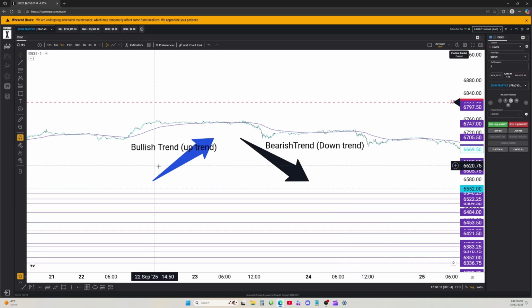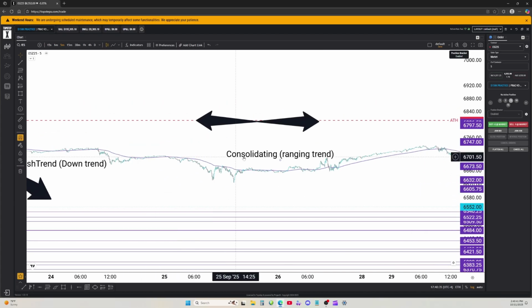Okay, so bullish trend is up, bearish trend is down, consolidating means it's ranging. It's a ranging trend. It means it's like in one kind of general area, left to right.